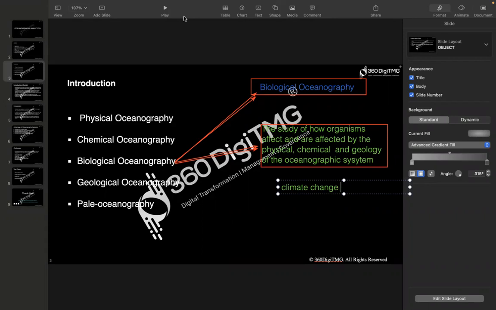Some biological oceanographers look at the relationship between organisms themselves, all the way from microbes to whales, and some look at the relationship between certain organisms and some chemical and physical characteristics.